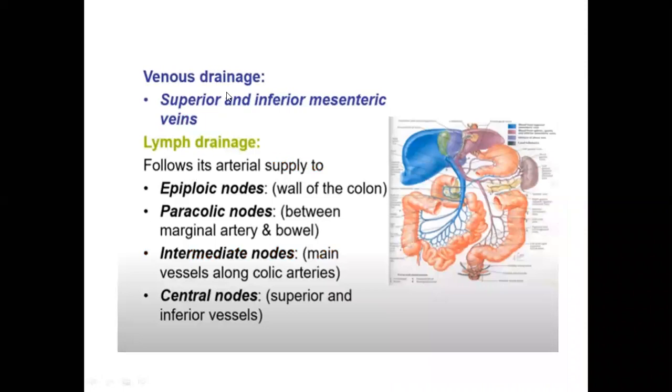Now the veins will be similar to the arteries, that is the superior and the inferior mesenteric vein. The lymph drainage will be the epiploic nodes, which will be draining the wall of the colon. Then we have the paracolic nodes, the intermediate nodes, and the central nodes. But to keep it simple and easy, you can remember that all the lymph from the colon will ultimately drain into the celiac lymph nodes.